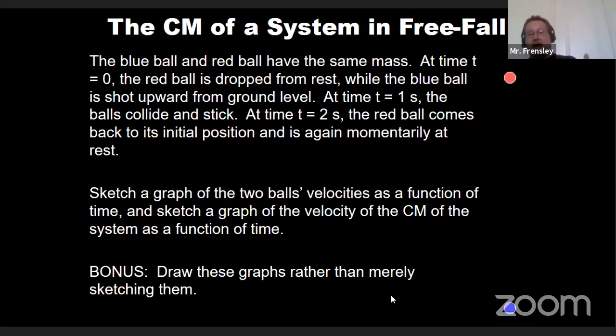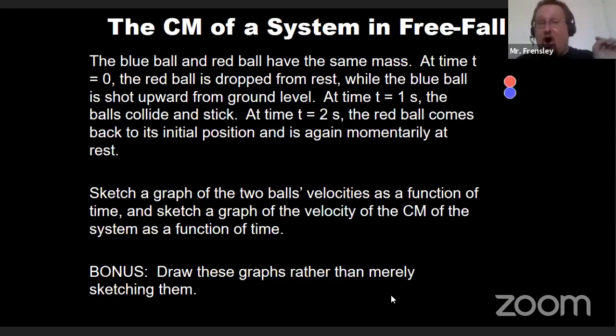You're going to sketch a graph of the two velocities as a function of time, the red velocity and the blue velocity. It's a sketch, right? So do that on the same axis. You're going to have velocity versus time, a sketch for red and blue on the same axis, where up is positive. Then a separate v versus t for the center of mass's velocity as a function of time, where up is positive.